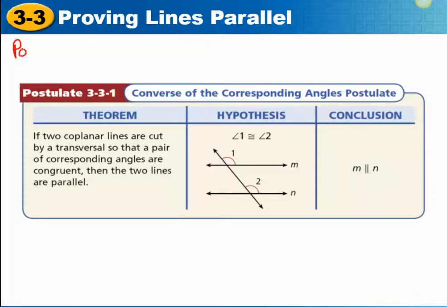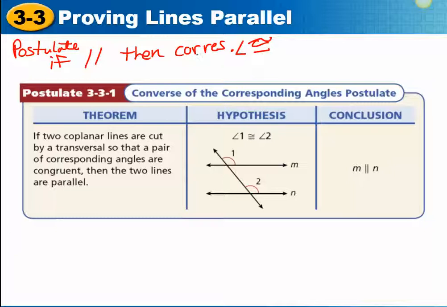Remember that the postulate from the last section was if you have parallel lines, then corresponding angles are congruent. That was our postulate from the last section. Now this postulate is if two coplanar lines are cut by a transversal so that a pair of corresponding angles are congruent, then the two lines are parallel. So it's just the converse of the other one. So if angle 1 is congruent to angle 2, then line M is parallel to line N. Okay?